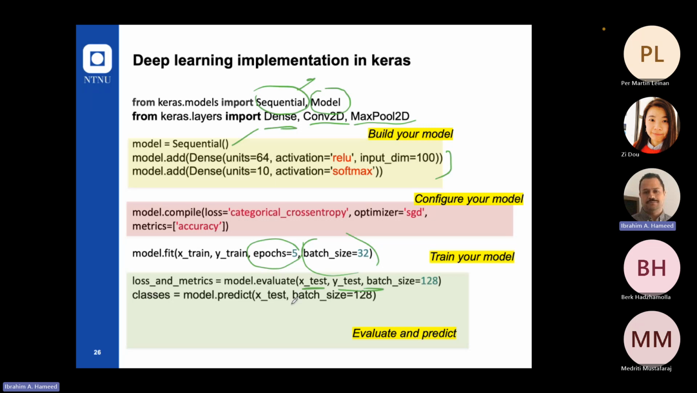So in fact, it consists of maybe this train, correct? Maybe train, evaluate, and predict structure or something. So first we need to build the model, configure your model, train your model, evaluate, and predict with your model. It's very similar to the structure which we saw in pipelining, right?